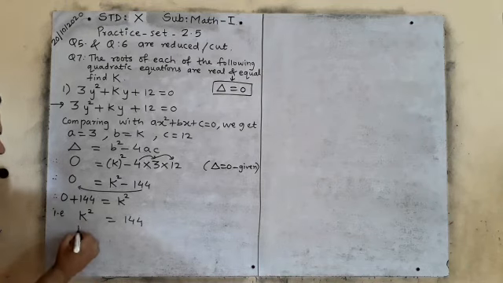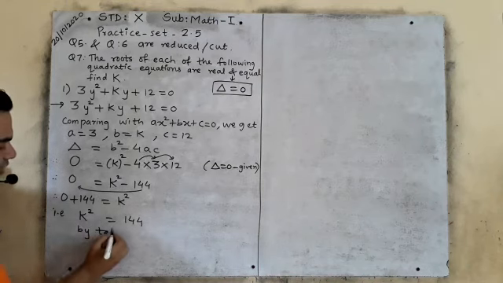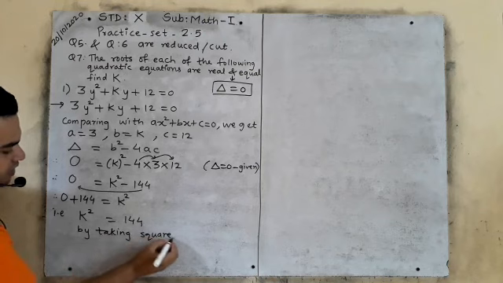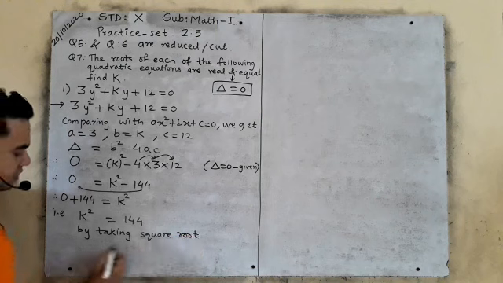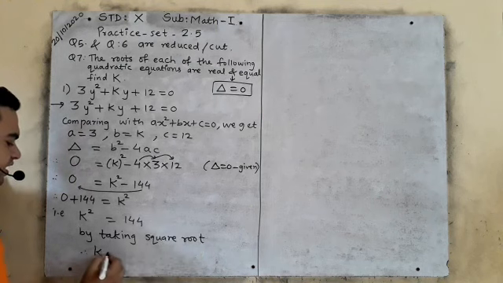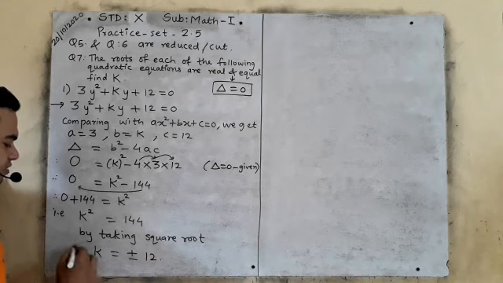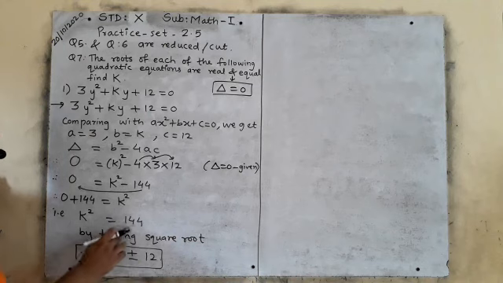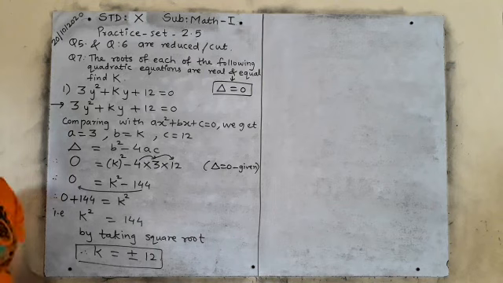So we will solve by taking the square root. k is equal to plus or minus 12. Why is it so? Because 144 is the square of plus 12, and 144 is also the square of minus 12. Is it clear?